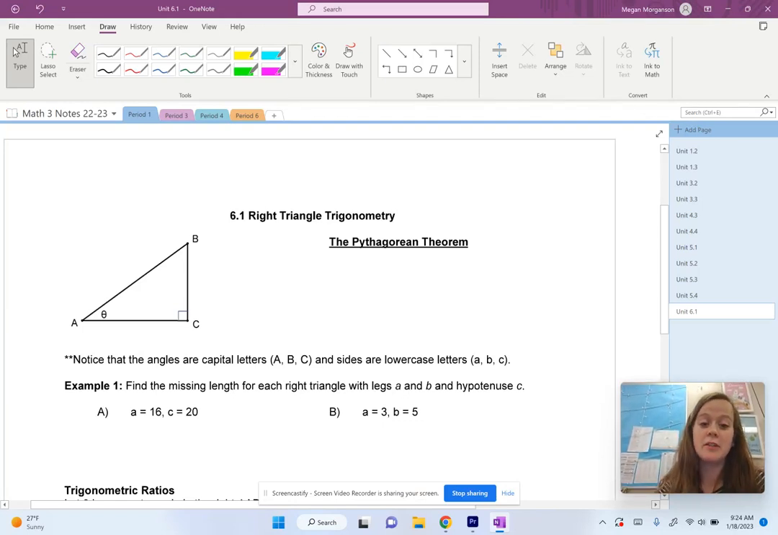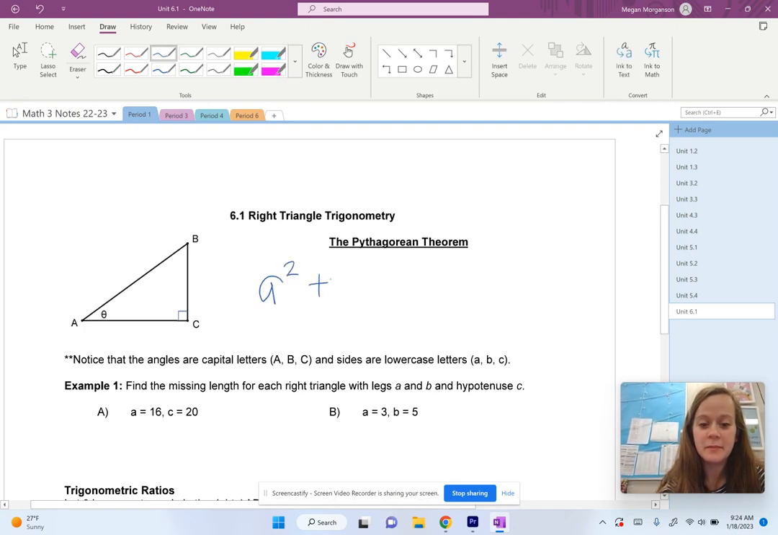Okay, today we're going to talk about right triangle trigonometry. This should be stuff that you learned at some point in your math career, probably ninth grade, maybe before, maybe after. The Pythagorean theorem, does that sound familiar at all? Hopefully it does. Let me just remind you what it is.